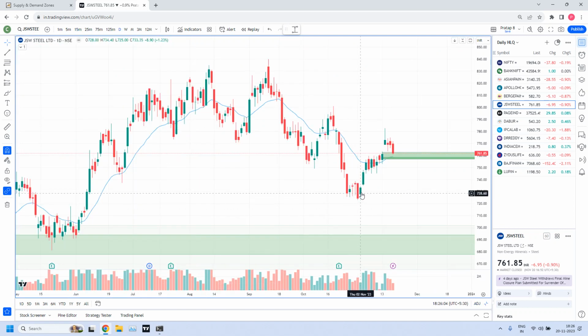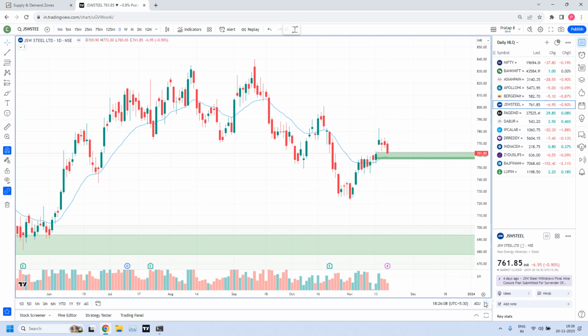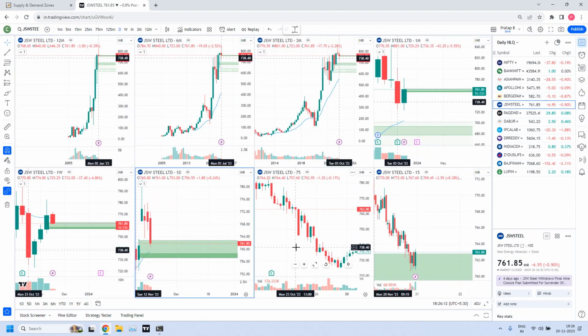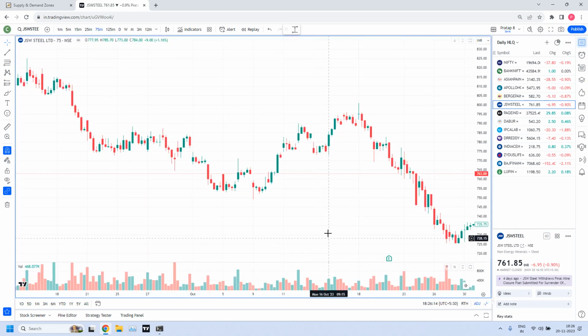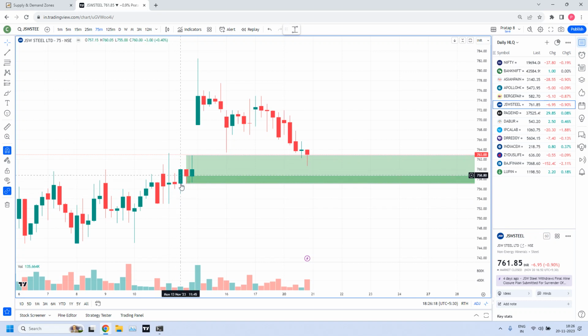This is not a daily trade. This is a 75 minutes high liquidity zone. This zone is not from daily high liquidity zone. This is from 75 minutes time frame high liquidity zone. So we have a rally, we have base, and again we have a rally candle. This is a 75 minutes zone.